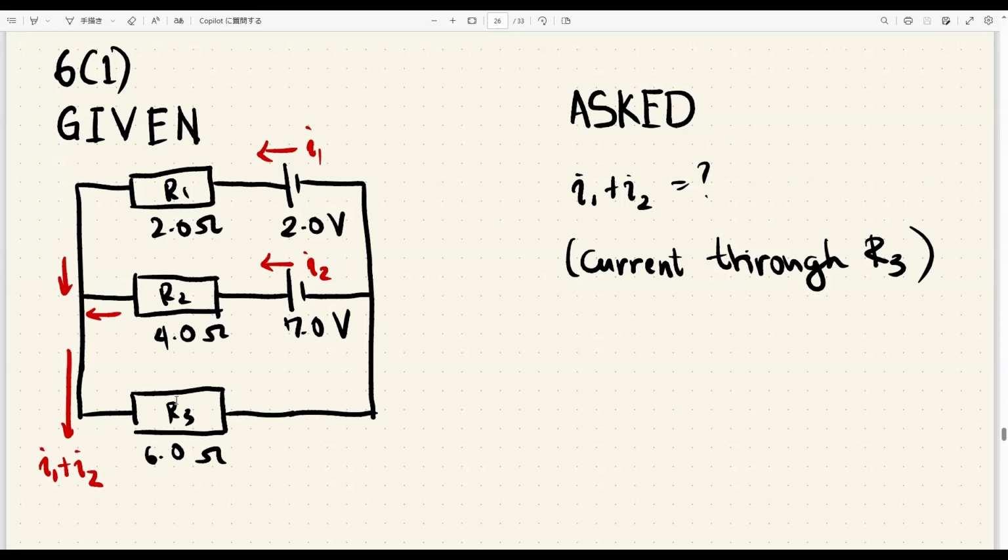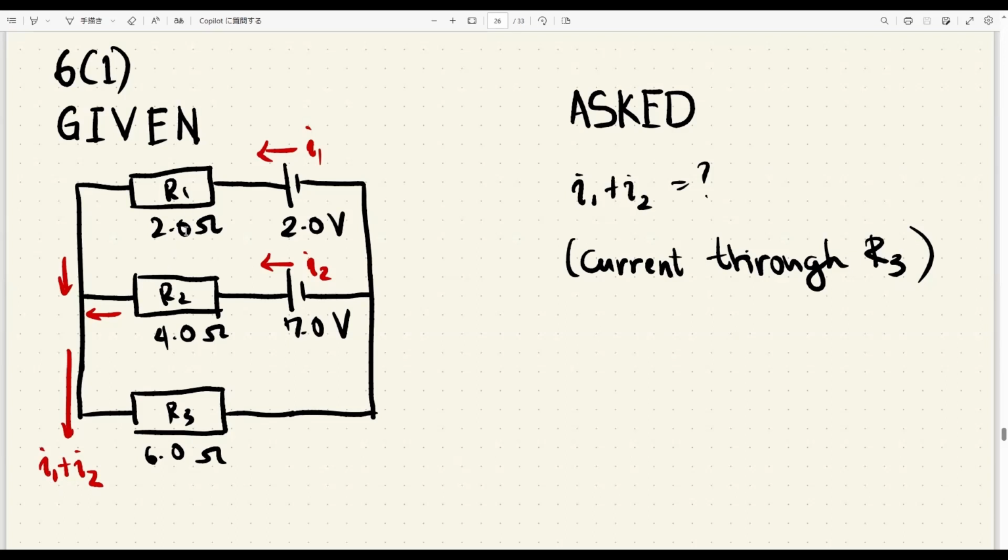For convenience, we will call the current through this resistor I1 plus I2, where I1 is the current through the first resistor here, I2 is the current through this resistor, and they are in this direction to the left. And so I1 goes here, I2 goes here, and they merge at this node, and they go through R3, and therefore that sum is I1 plus I2. And what we're looking for is this sum.